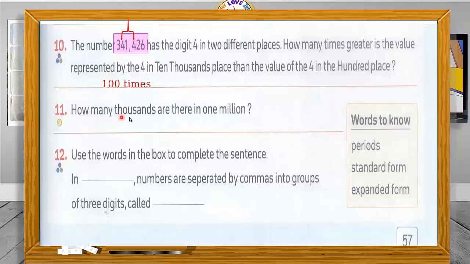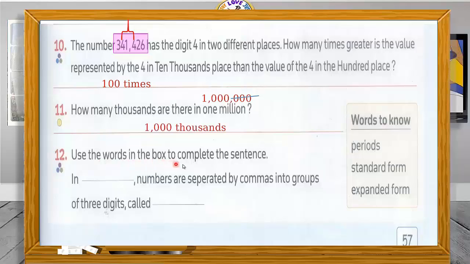Next one. How many thousands are there in 1 million? In 1 million, focus well, we have 6 zeros. He asked you about how many thousands. Thousands cross 3 zeros, so put the word thousands instead of 3 zeros. So now how many thousands are in a million? We have 1,000. Last one, number 12.